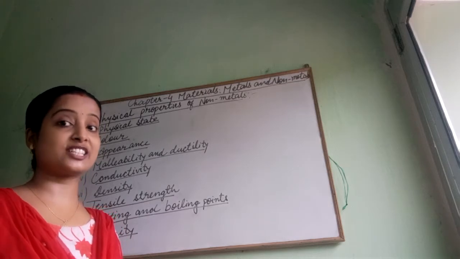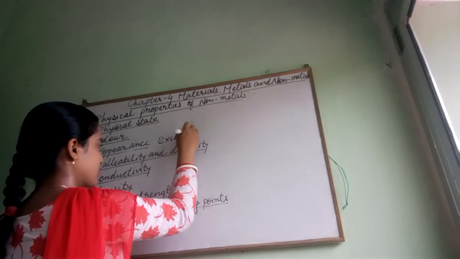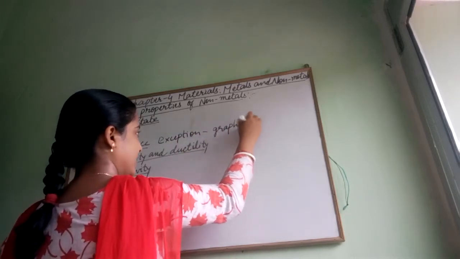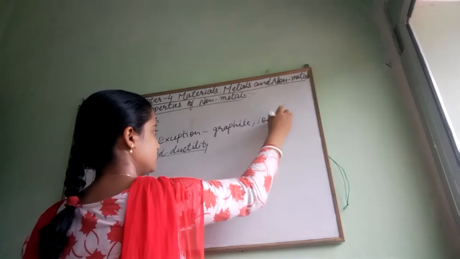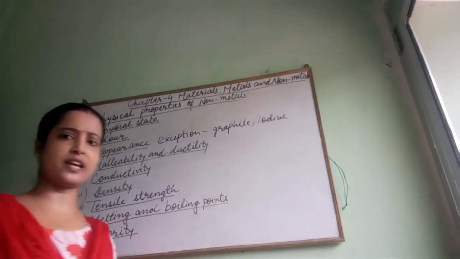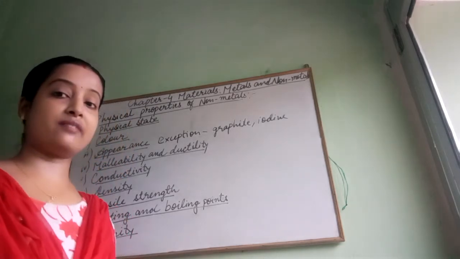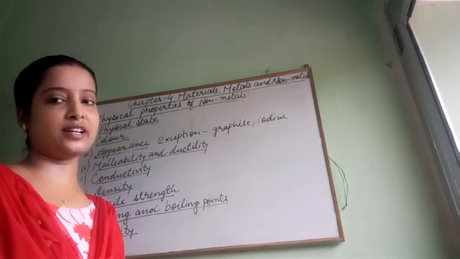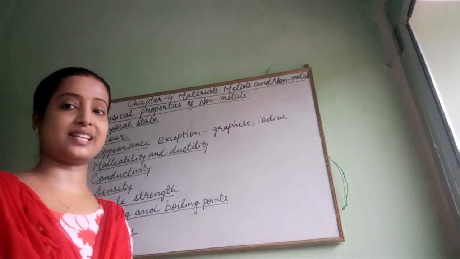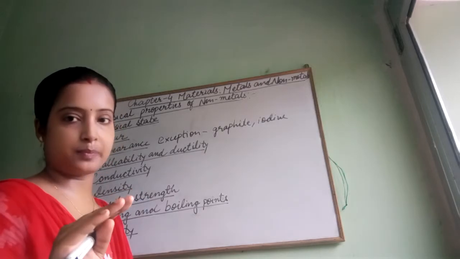But there is one exception. The exception is graphite and iodine. If you see the nib of your pencil, you must have noticed that it is shining, having luster. So graphite and iodine are both non-metals but have luster on their surface. That is the exception. But generally non-metals are dull in appearance.